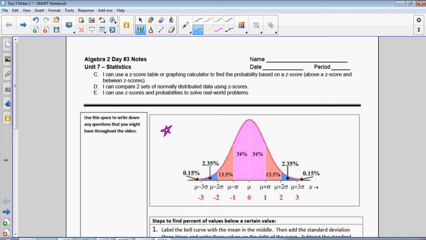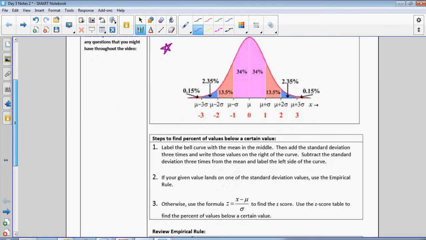We're going to use the z-score table, and we're going to find the probability based on the z-score above a z-score and between z-scores. We're also going to compare two sets of normally distributed data using z-scores, and we're going to use z-scores and probabilities to solve real-world problems.